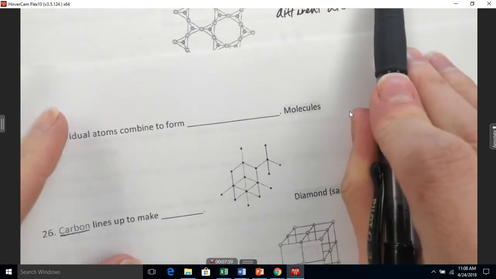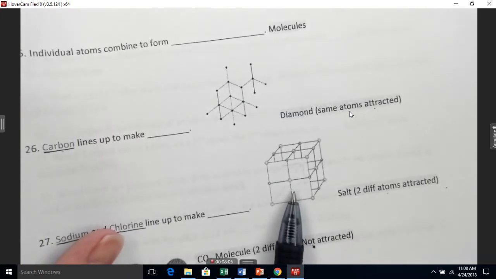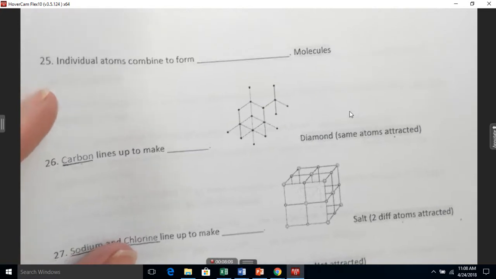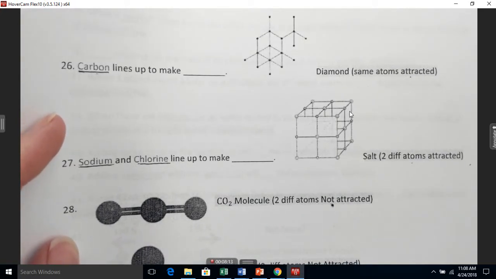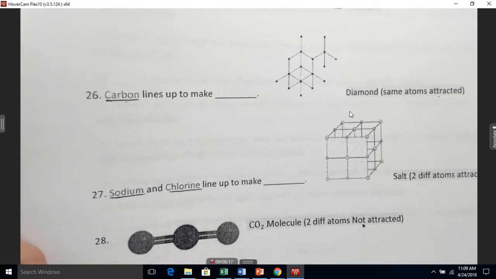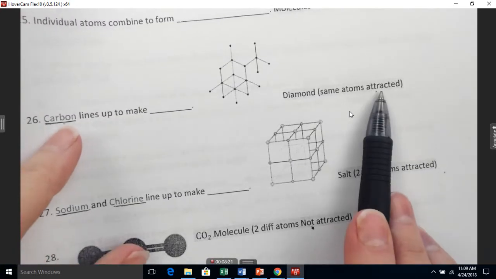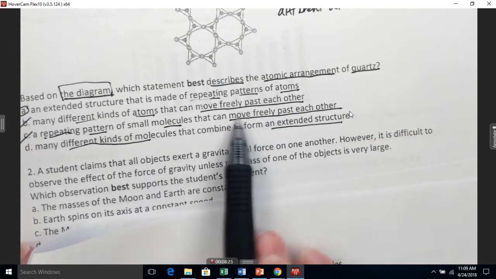This is a mineral. This is diamond. This is salt. A mineral, diamond, and salt. What are all those things? Salt's not a mineral. Solids. Solids are attracted. Move freely past each other.